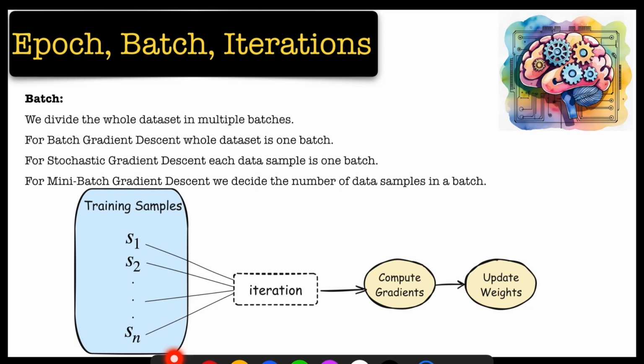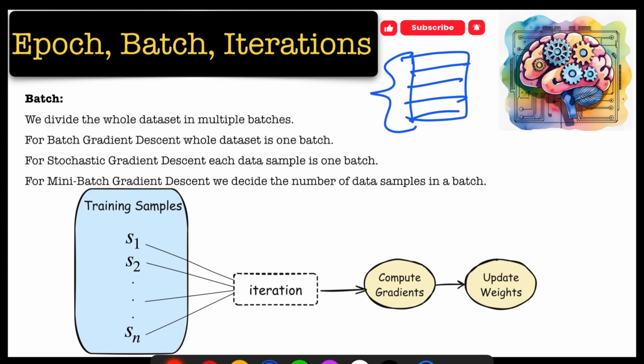Now, what is a batch? In our previous video, we talked about different types of gradient descent: batch gradient descent, stochastic gradient descent, and mini batch gradient descent. These are based on different batch sizes. We divide the whole dataset into multiple batches. For batch gradient descent, the whole dataset is one batch. So, if you have 10,000 data samples, the whole dataset is one batch.